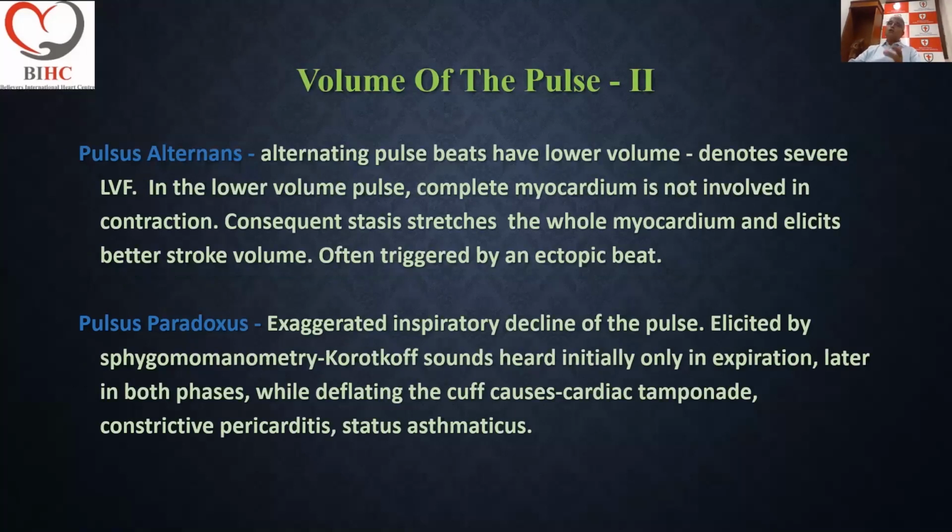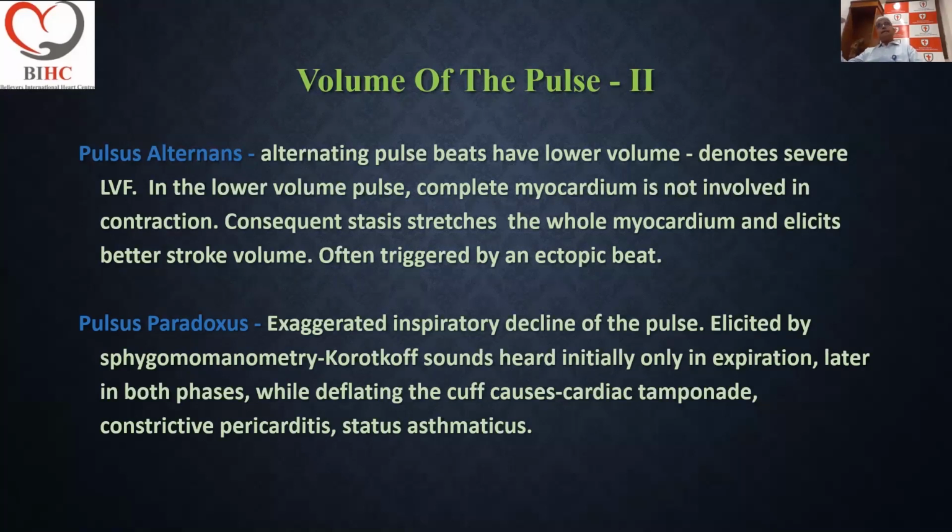The pulsus alternans means the alternating pulse beat has a lower volume. It happens in severe left ventricular failure. It happens because in severe left ventricular failure, especially when an ectopic beat happens, that ectopic beat doesn't elicit contraction of the entire complement of heart muscle. That volume is low.